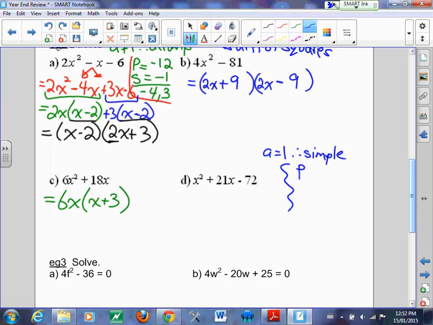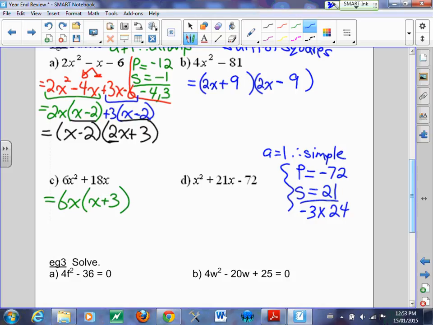So I'll go over that again for those who may be stuck on this. Product equals A times C, but A is 1 in this case, so product is just C, which is negative 72. And our sum, ladies and gentlemen, equals the middle number, which is 21. Plug this in your calculator, try to figure out what two numbers multiply to negative 72 and sum to 21. It might take you a bit to do this. This one's a little bigger numbers that we're not used to using on a regular basis. It's negative 3 and 24.